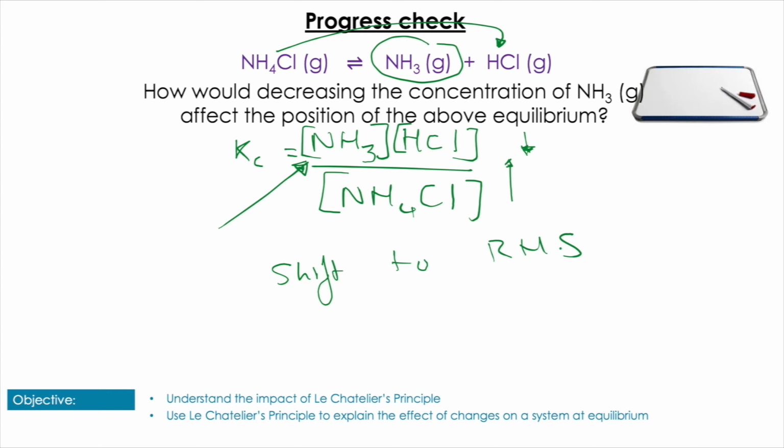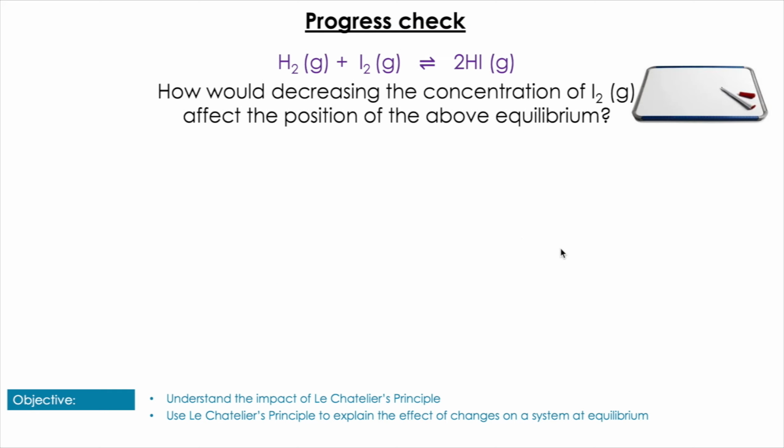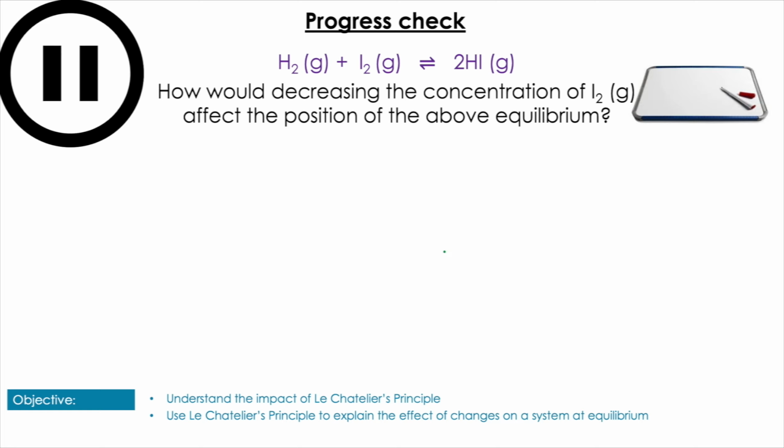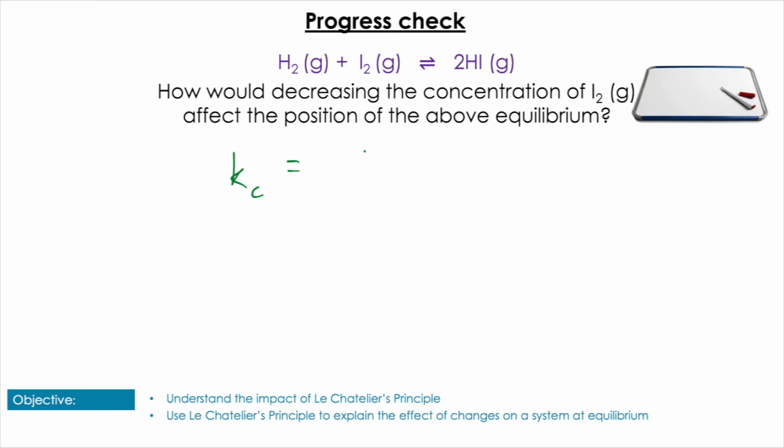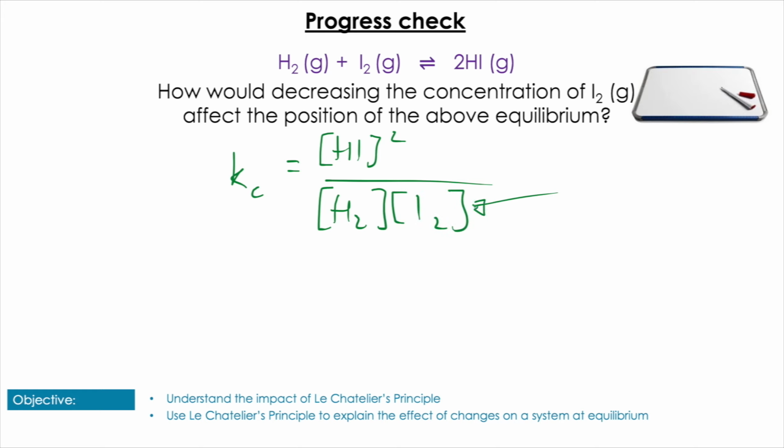Hopefully you're getting faster then. Next question, similar. How would decreasing the concentration of I2 affect this reaction? Pause it here to give yourself that time. Pop them up then. So in this one, I2 is a reactant. So we write our expression for Kc, and now we're decreasing the denominator. So the products are going to shift to replace and rebalance the ratio. And so the reaction will shift to the left-hand side.